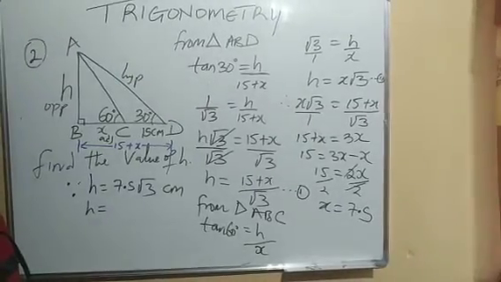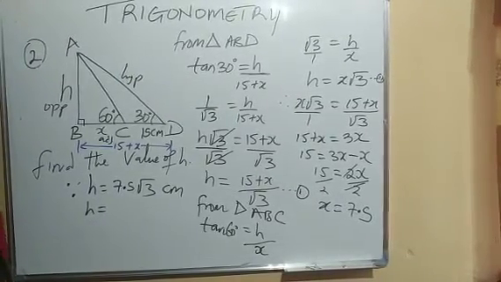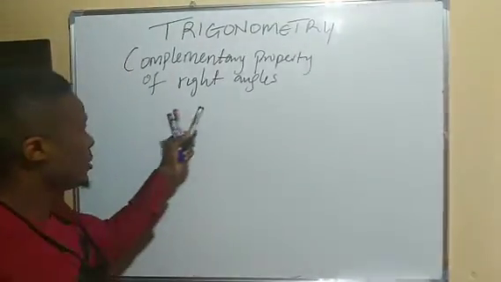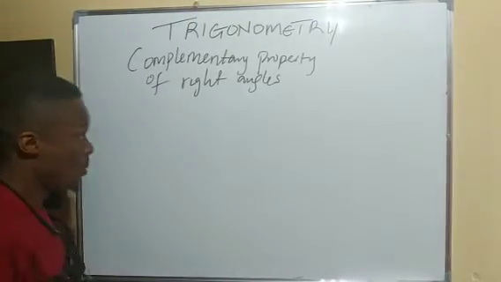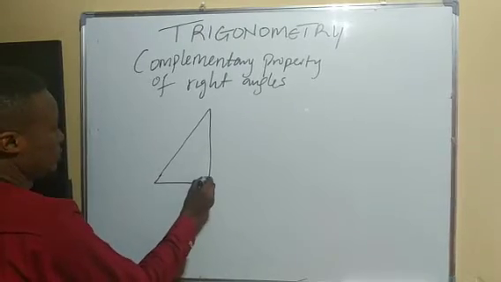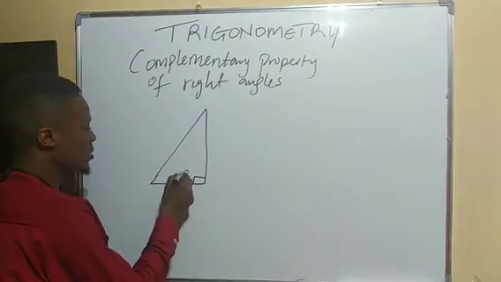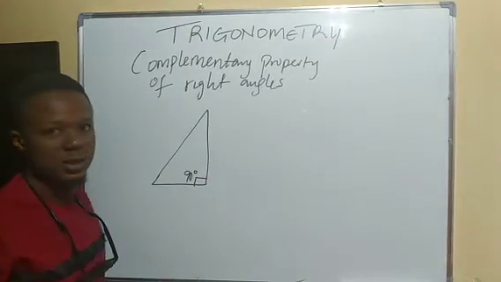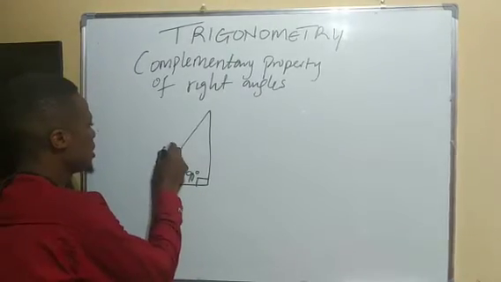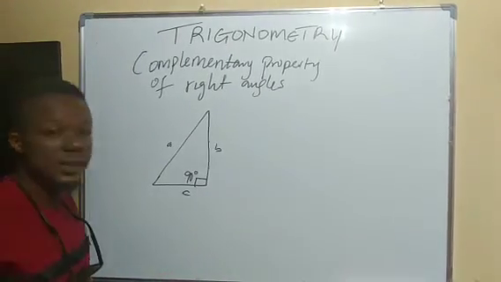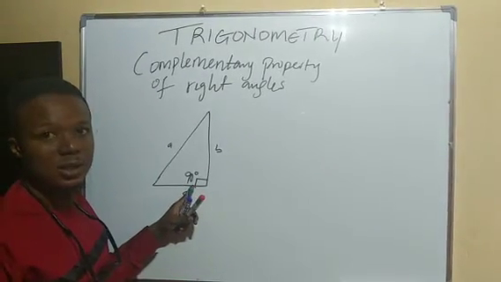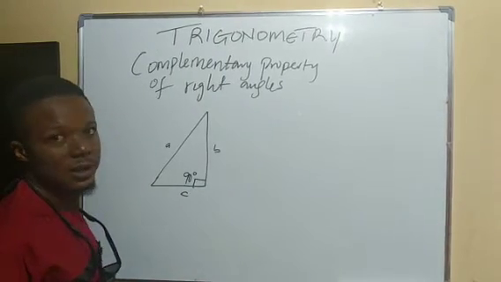I'm going to discuss with you now the complementary property of special angles. So finally, let's conclude with the complementary property of right angles. Now take a look at this right angle triangle. This is a right angle, and of course you know a right angle is an angle of 90 degrees. Now, remember that the sum of angles in every triangle is 180 degrees. And one of these angles has taken 90 degrees. Okay? So out of 180, you now know that 90 is left.